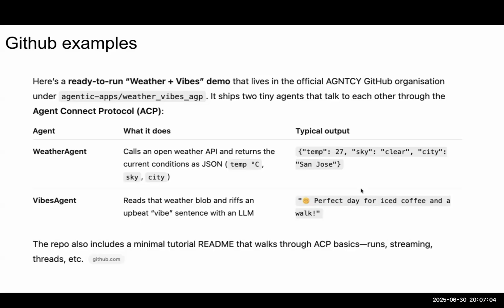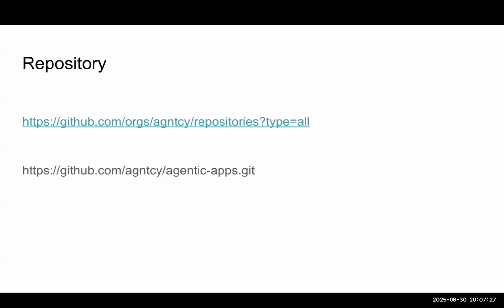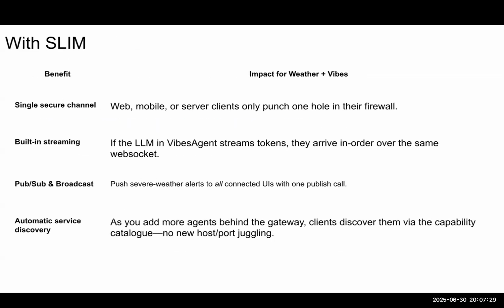And then the vibe agent says something like, perfect day for iced coffee. So it appears to be a very simple program: agent-to-agent communication. You can do it with simple HTTP-based communication, or you can do it with the SLIM layer. Our goal is to demonstrate, in this not-so-great example, how we can develop this agent using the agency library. Okay, let's look at that.